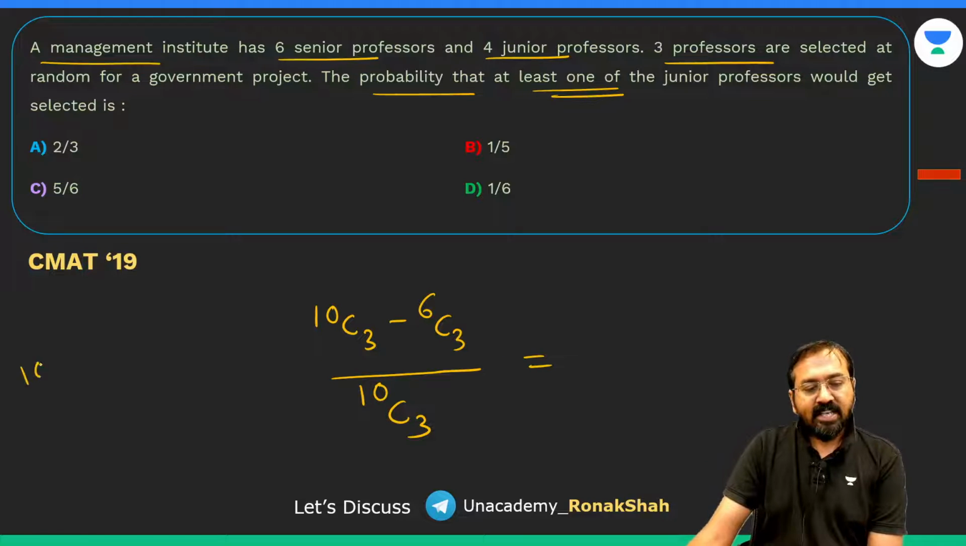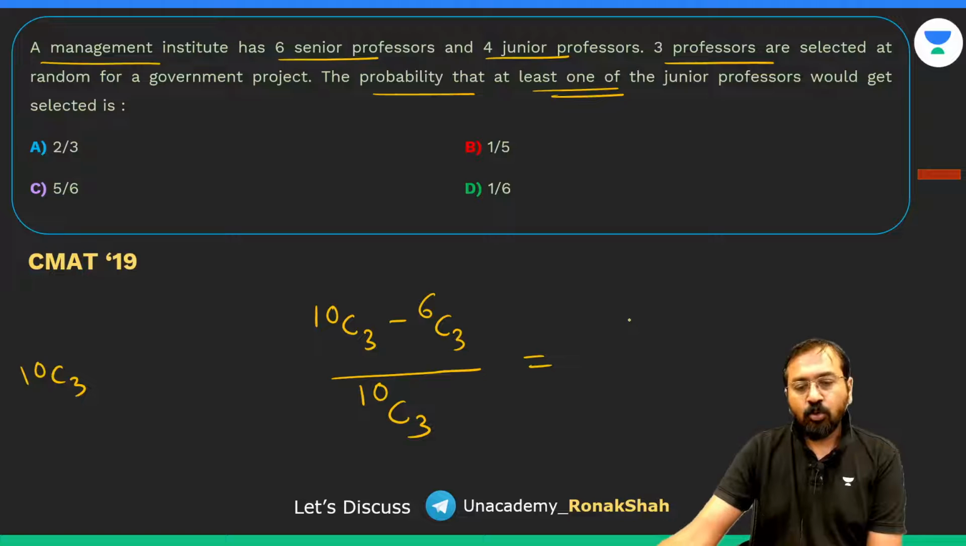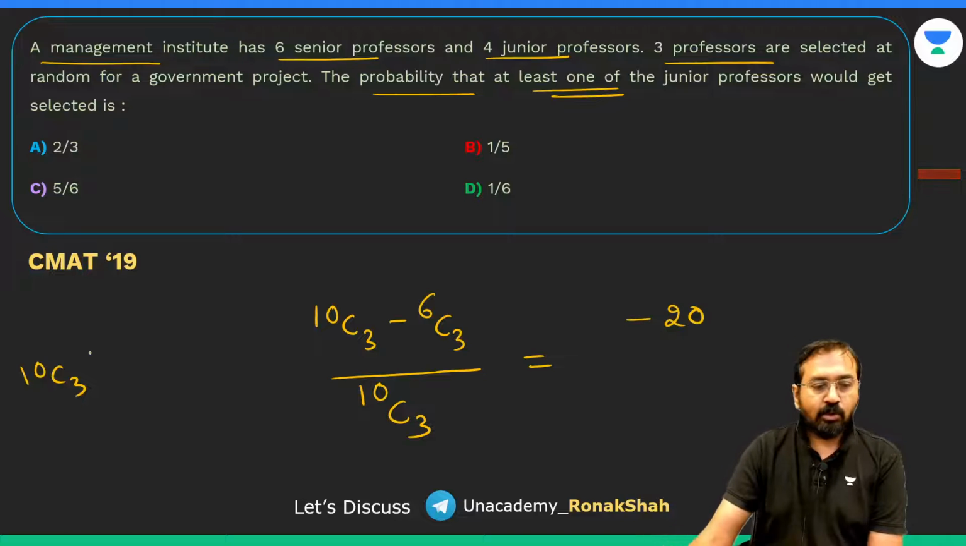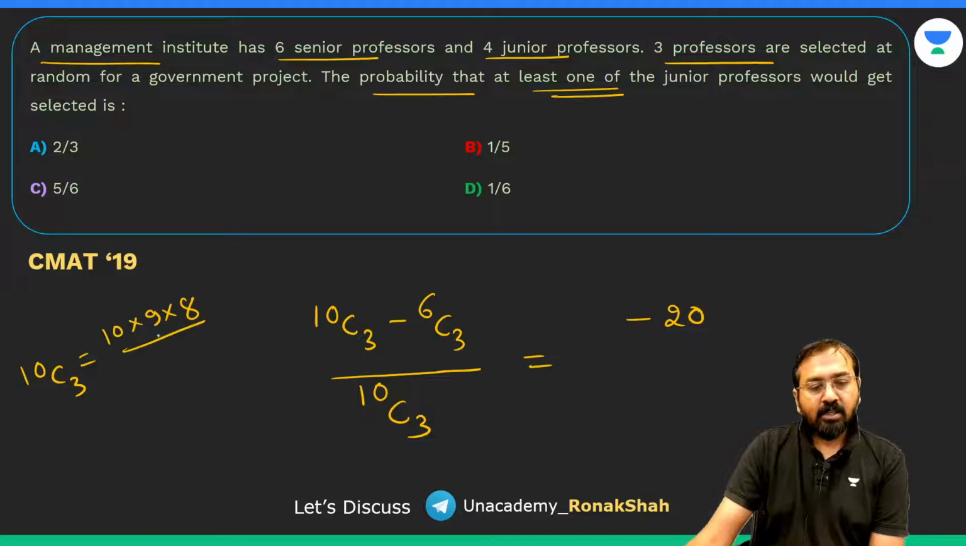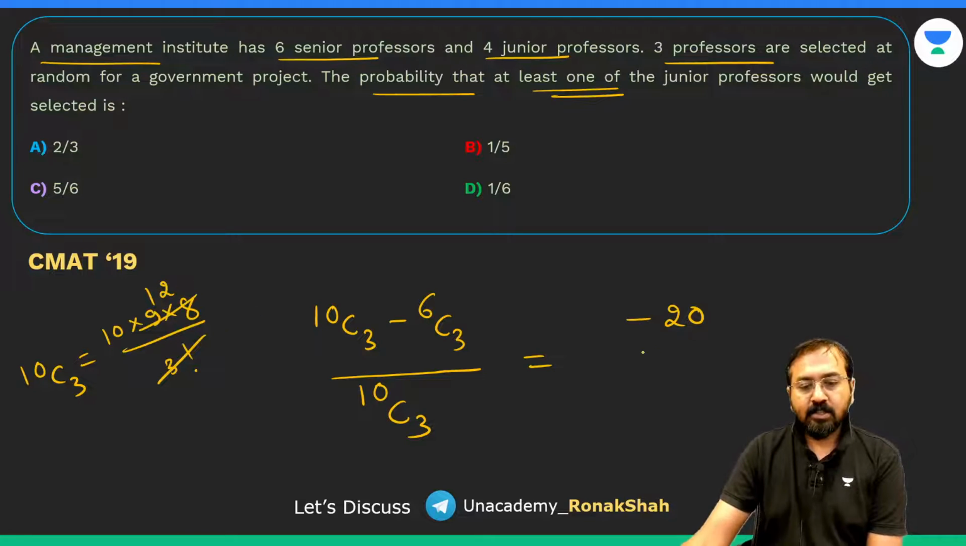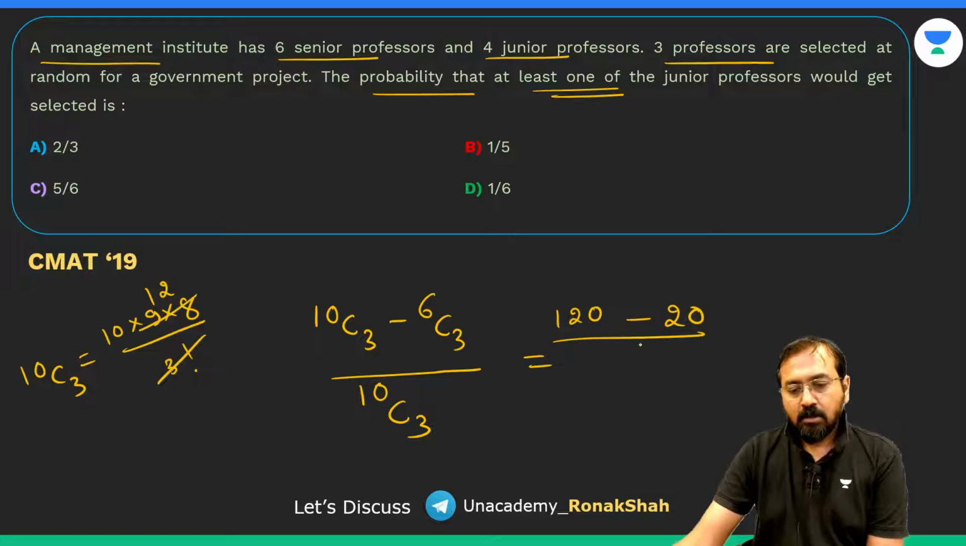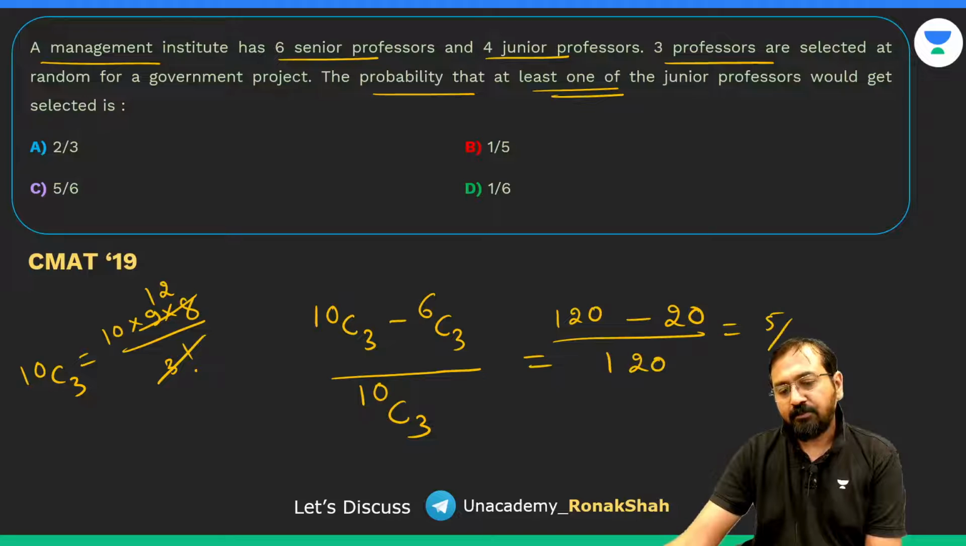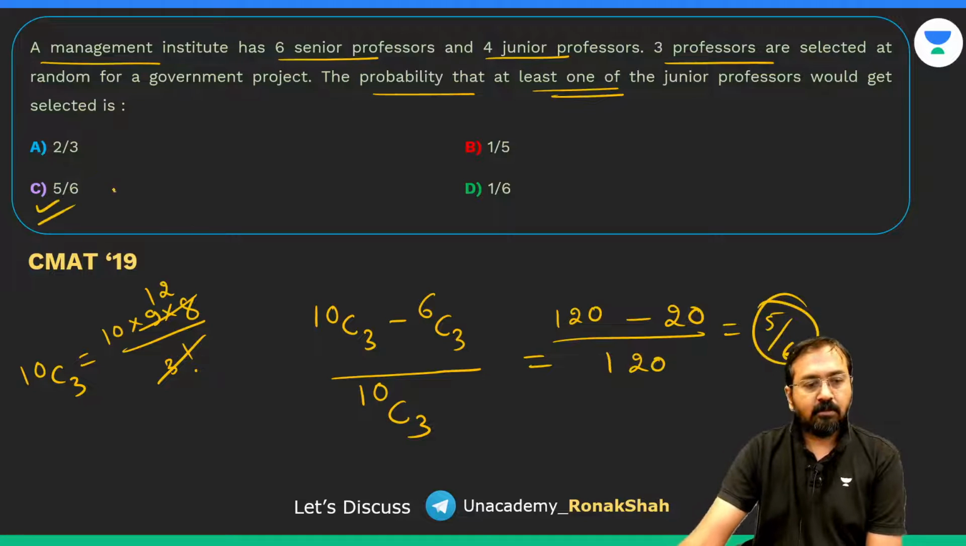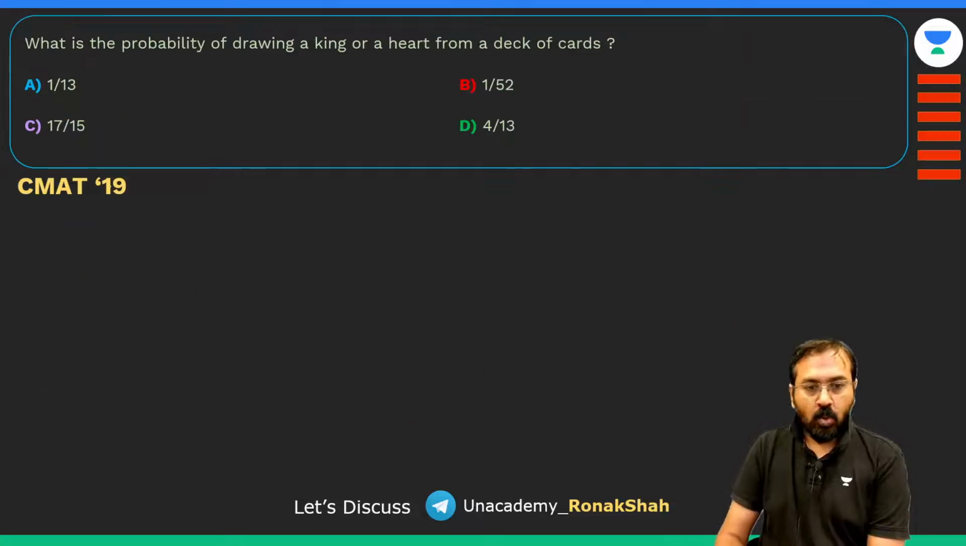So guys, what is 10C3? 6C3 we know it's 20. I have told you earlier also. So 10C3 is 10 into 9 into 8, divided by 3 factorial. So it's going to be 120. So 120 minus 20, divided by 120, so it's going to be 5 by 6. That's your answer.